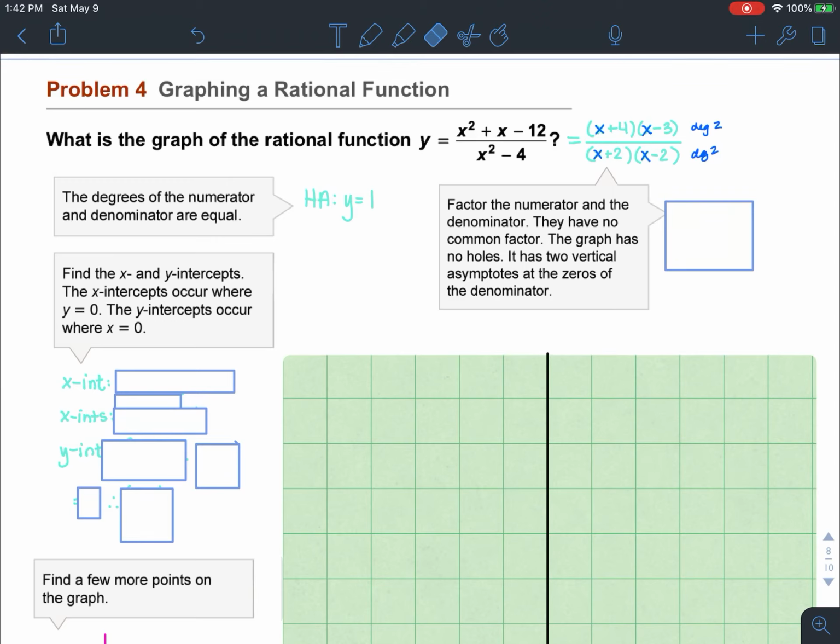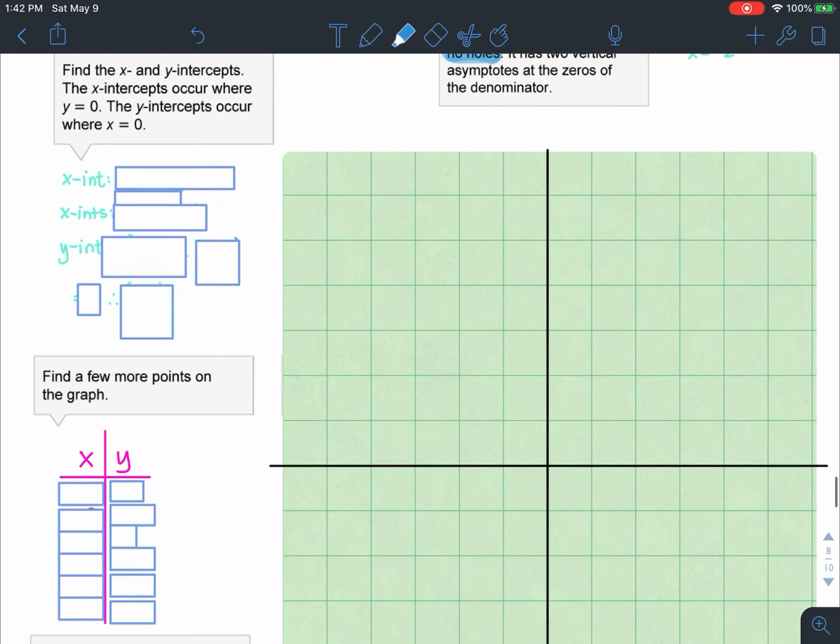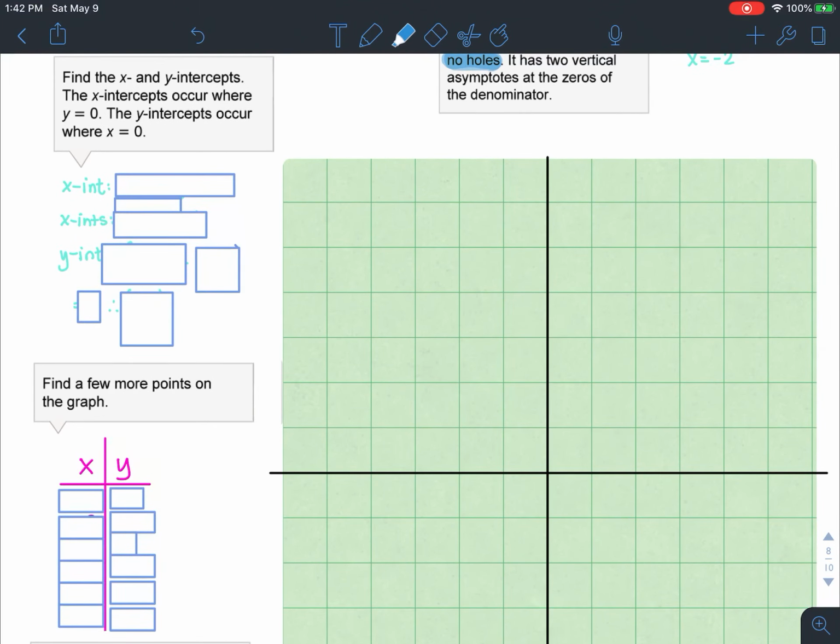Okay, once we've factored, let's see if anybody cancels. Do any of these factors cancel? No. So what that means is no holes, because holes only come from canceling things. So that means that whoever is left on the bottom is making the vertical asymptotes. So the vertical asymptotes are at x equals 2, coming from this one, and x equals negative 2, coming from that one. The next thing you're going to do is find the x and y-intercepts.